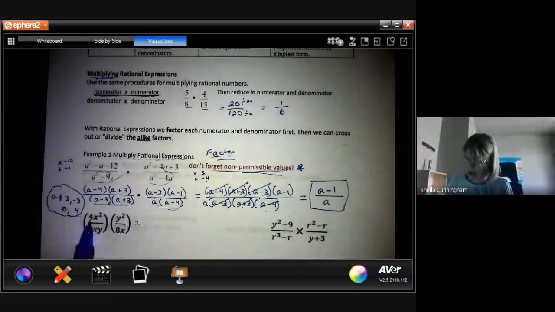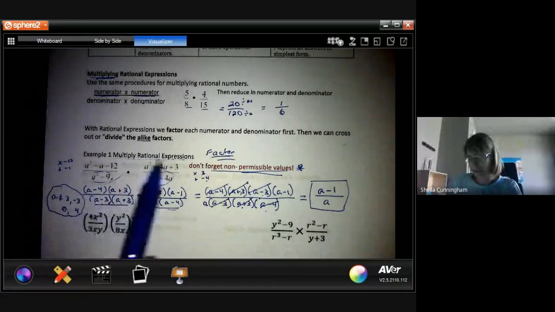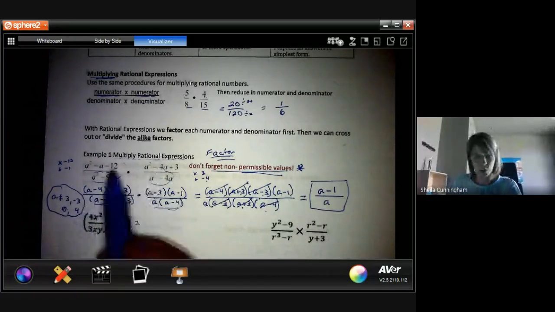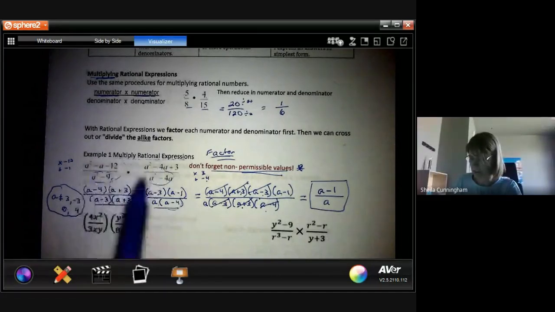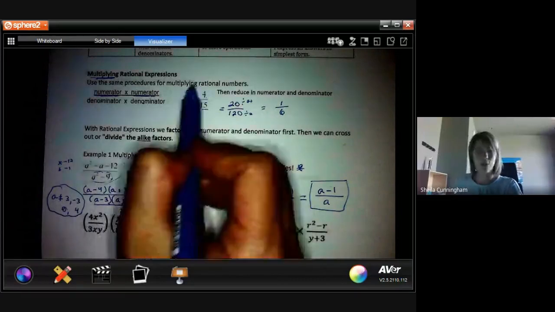Next one, you've got 4x squared over 3xy times y squared over 8x. So this one looks a little bit different than the last one we did, right? This one had some trinomials and some binomials in it that we were able to factor. These are just single monomials. Monomial divided by a monomial. Monomial divided by a monomial. So in this instance, you're going to come back and treat it like what we did with our basic fractions.